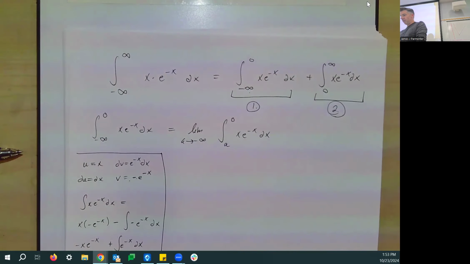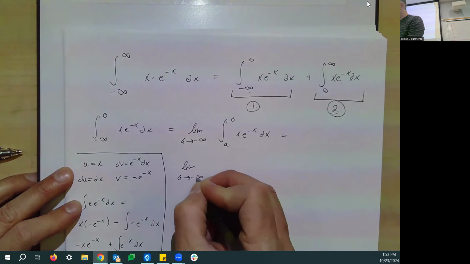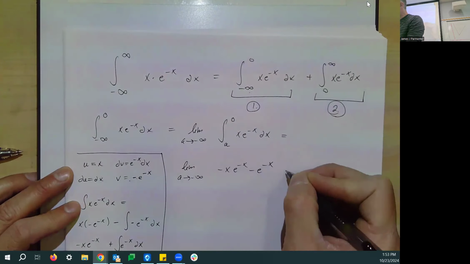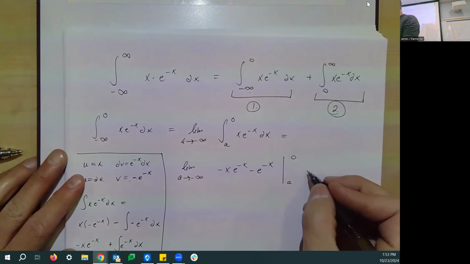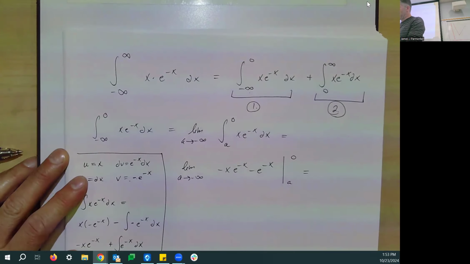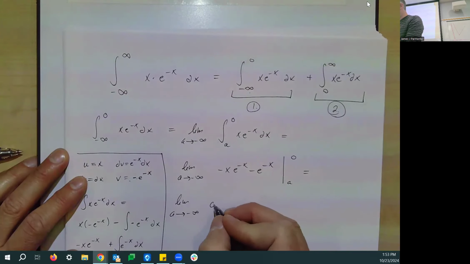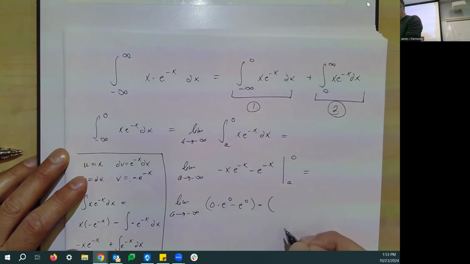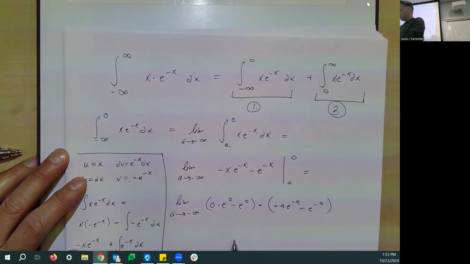So that's my antiderivative. Then we're going to get the limit as a approaches negative infinity of this terrible function, negative x e to the negative x minus e to the negative x, from a to 0. So then we're going to plug in. If I plug in 0, I get 0 times e to the 0 minus e to the 0. Minus, if I plug in a, I get negative a e to the negative a minus e to the negative a. This right here is just going to be negative 1.